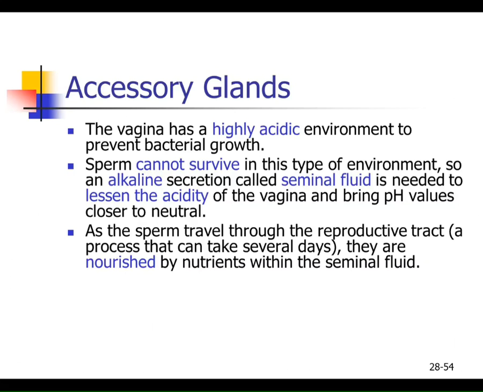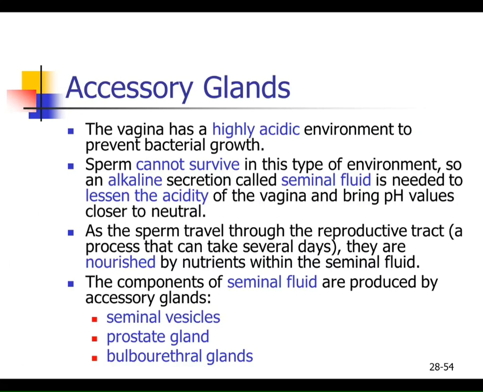Also, the sperm are going to be surviving for about 72 hours, so they need some energy. The sperm are very small. They don't have a yolk sac. They don't have any kind of energy source like the egg does. And so they must have their nutrients provided to them from the seminal fluids. And the seminal fluids are produced by 3 glands, actually 5 if you think about it. There are 2 seminal vesicles, there's 1 prostate, and there are 2 bulbourethral glands.